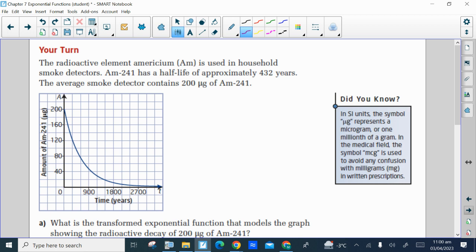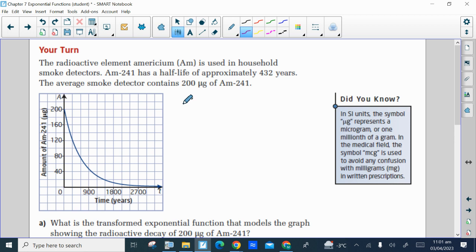So radioactive element AM is used in household smoke detectors. The half-life is approximately 432 years. So what that means is that however much of this is in a smoke detector when it's produced, it takes 432 years for that amount to decay or disappear to half of what it started with. That's the half-life. Okay?